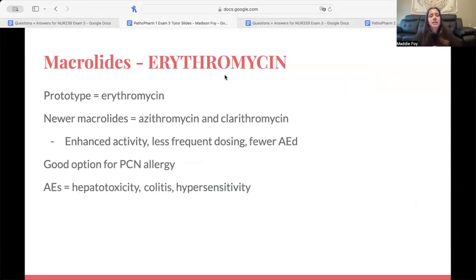Macrolide is erythromycin. This is another option for PCN allergies. Azithromycin and clarithromycin are also macrolides, but erythromycin is the prototype that you should know. But the benefits of those newer macrolides are that they work better and they have fewer adverse effects. And then your adverse effects are liver toxicity, colitis, and hypersensitivity again.